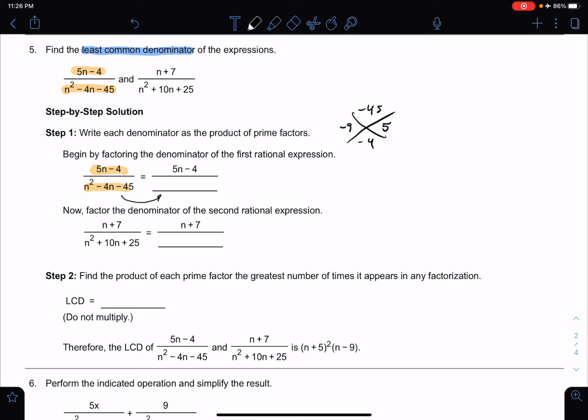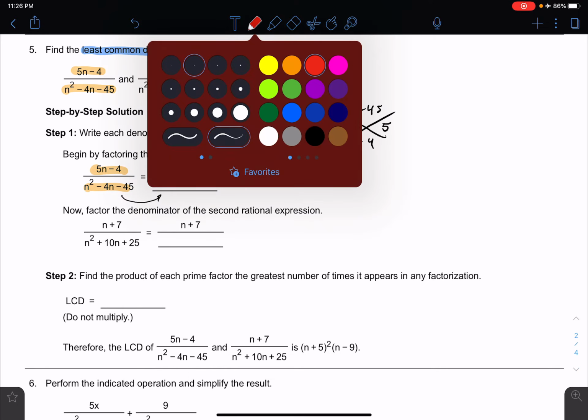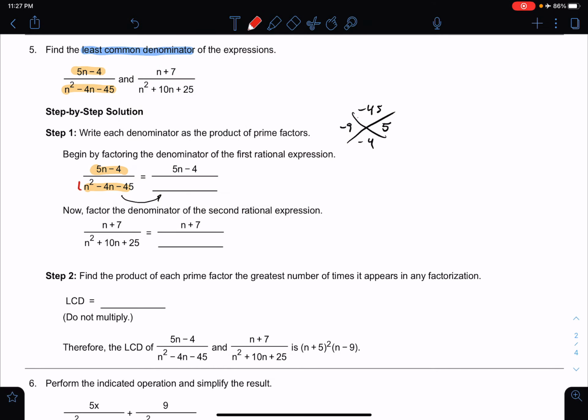Perfect. So this, once again, because this is an easy factoring problem with a little 1 there, all I have to do is factor it down to n minus 9 times the quantity n plus 5, so I don't have to even worry about doing the grouping. Next problem.